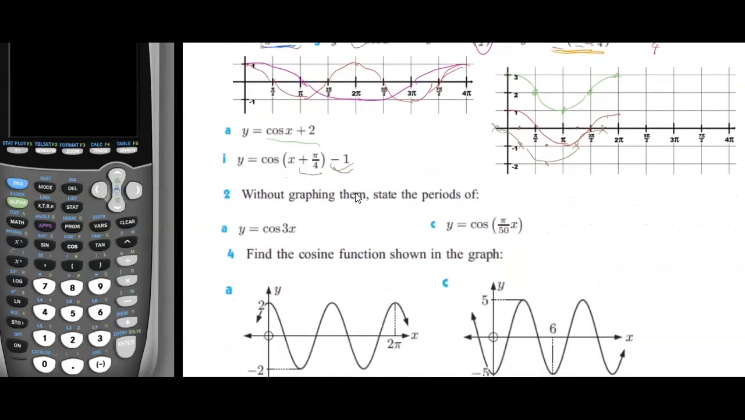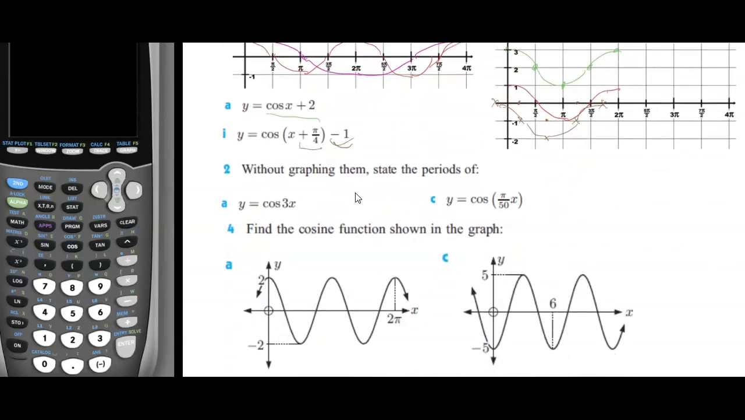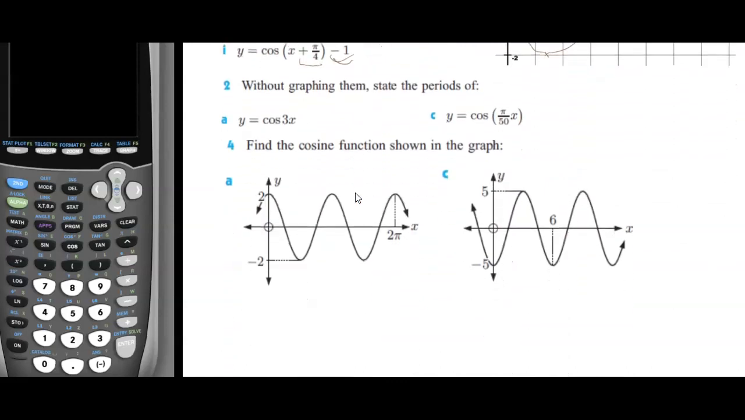Okay, number 2, without graphing them, state the periods of y equals cosine 3x and y equals cosine pi over 50 times x. Okay, state the periods. So remember, these are not the periods, although they're related to the periods. They're actually the b values. So let's use the conversion.